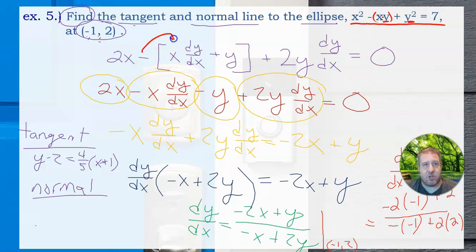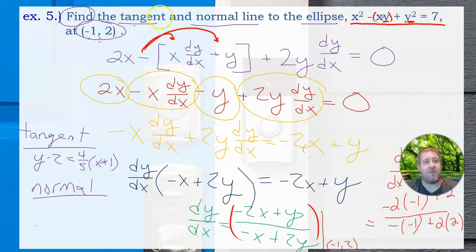Then you had to distribute this negative sign. That's what I did next. Then I want to get the two dy/dx's on the same side, so I got rid of anything that didn't have dy/dx and moved it to the right. Factored out the dy/dx, and then I was able to find dy/dx is this. Now you don't need to simplify this. You can just leave this as is and use that in your equation.